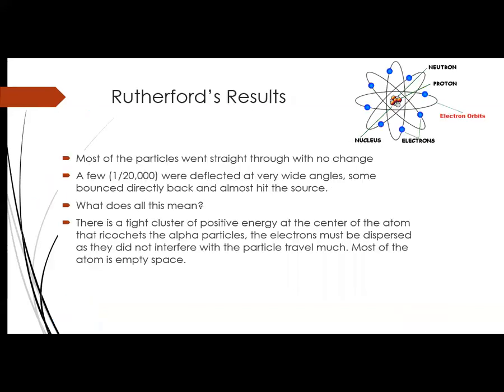He also paid attention to a lot of what we might consider outliers, some of those not as often coincidences of what would happen. So when he shot those particles through, most of them went straight on through with very minimal or no change. But there were some, 1 in 20,000, that were deflected back at these really wide angles. Some bounced back and almost directly went back to their source, so where that came from.